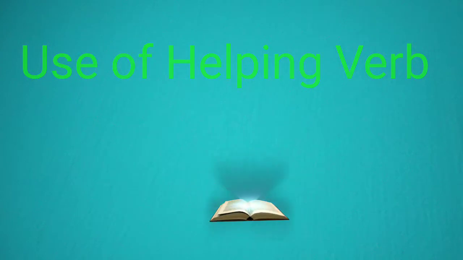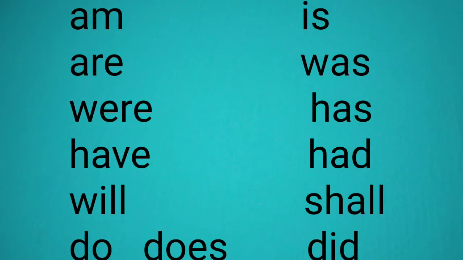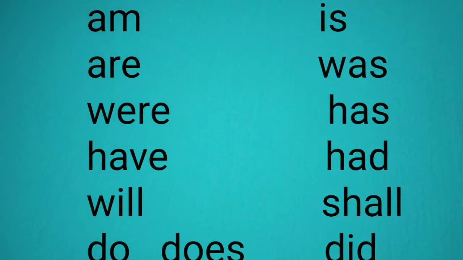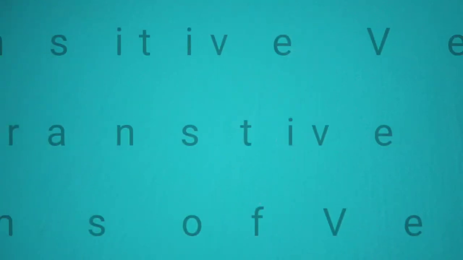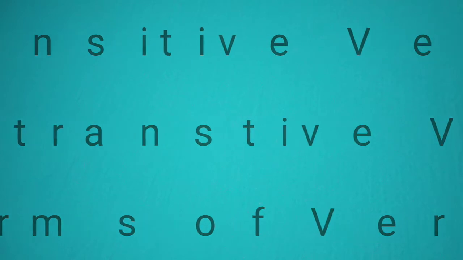The helping verbs which I'm going to explain are am, is, are, was, were, has, have and had. At the end you will come to know all the differences, where you have to use them, and you will easily identify the helping verb as well as the main verb in the given sentences, and more importantly the transitive verb, the intransitive verb, and how to identify the forms of verb V1, V2, V3.